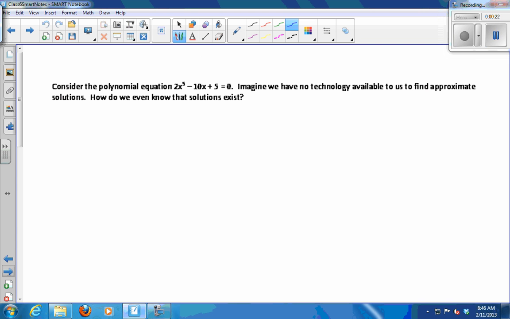Okay, so here's a polynomial, 2x to the 5th minus 10x plus 5 equals 0. We have no technology. We're stranded on a desert island. Right? There's no general technique to solve that analytically. How could we know that a solution exists even if we can't solve it?